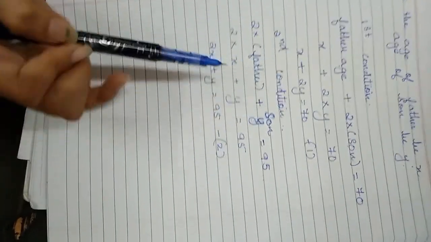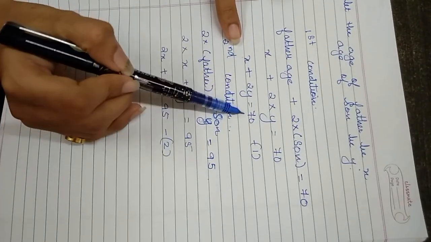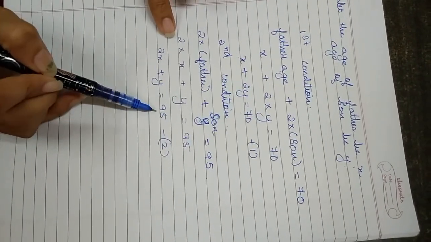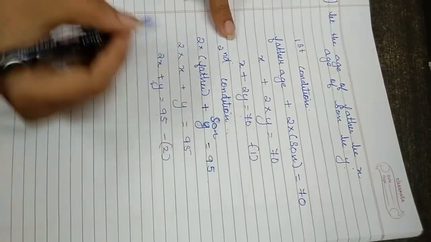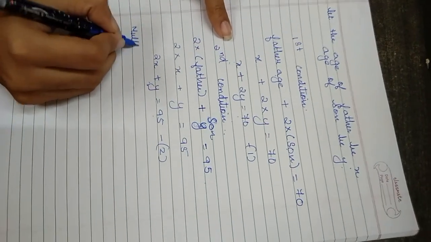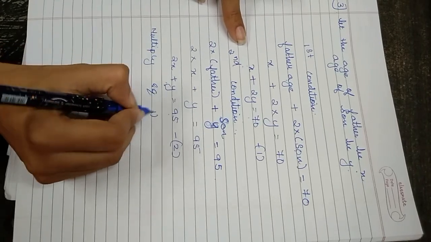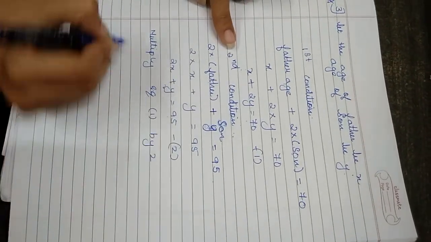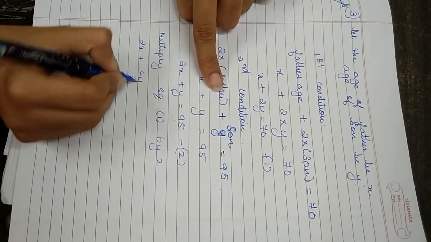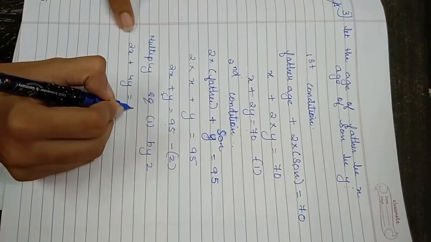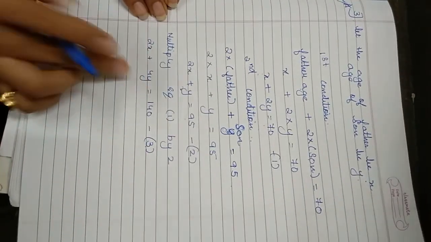Now let us consider equation 1 and 2. In first equation, either multiply equation 1 by 2, or in second equation multiply equation 2 by 2. We are multiplying equation 1 by 2, that is 2x plus 2 into 2, which is equal to 4y, is equal to 70 into 2, which is equal to 140. This is equation 3.